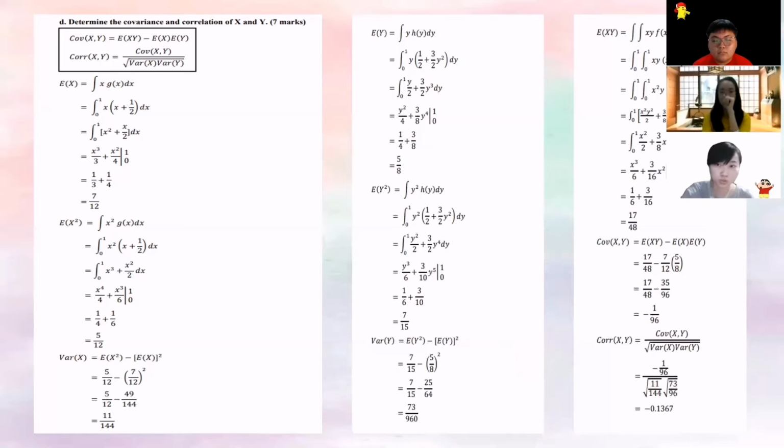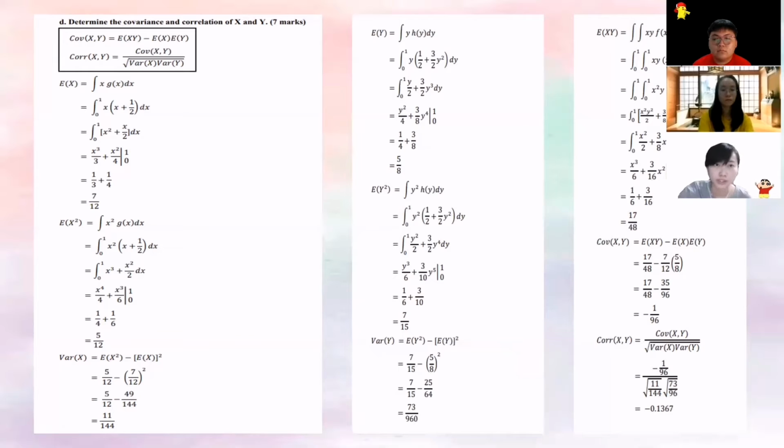We use the same method. Then we get the answer 73/960. So for E(xy), the expected value of xy, we have to use double integration of xy fxy. We integrate with respect to y and x. So in this case, we can actually use dx dy or dy dx. It doesn't matter. So we got the answer 17/48 for our expected value of xy.